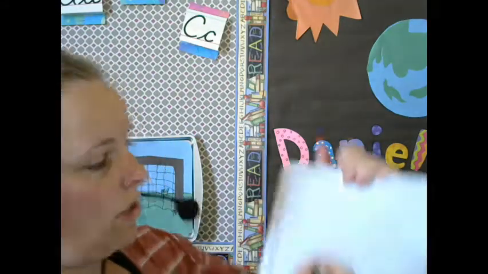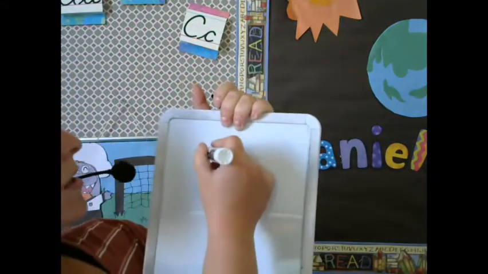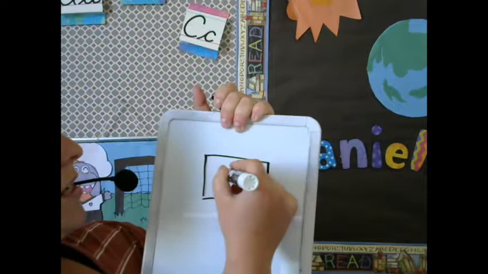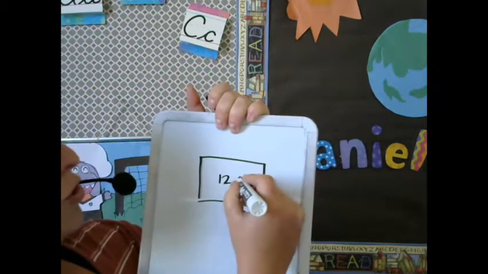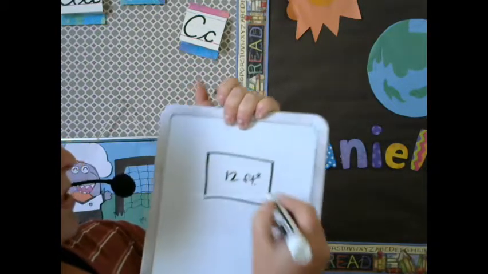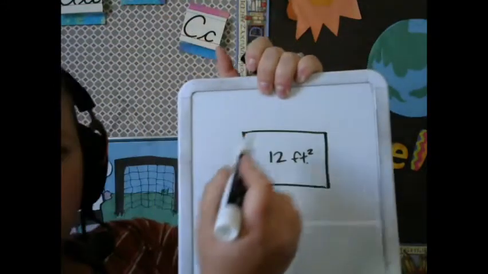Let's say that Jimmy has a rug that equals 12 square feet, okay? So I'm going to draw this rug. It equals 12 square feet. What could my sides possibly be?